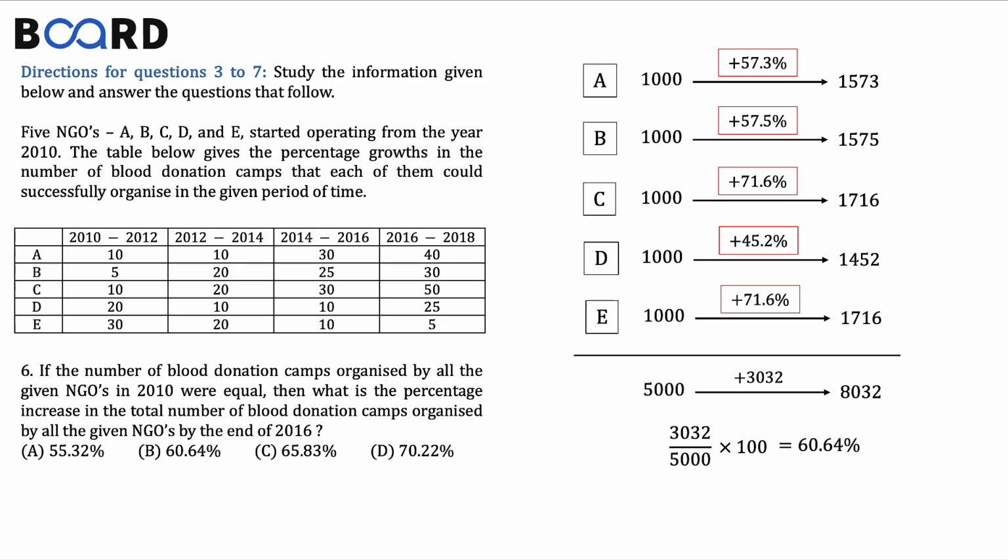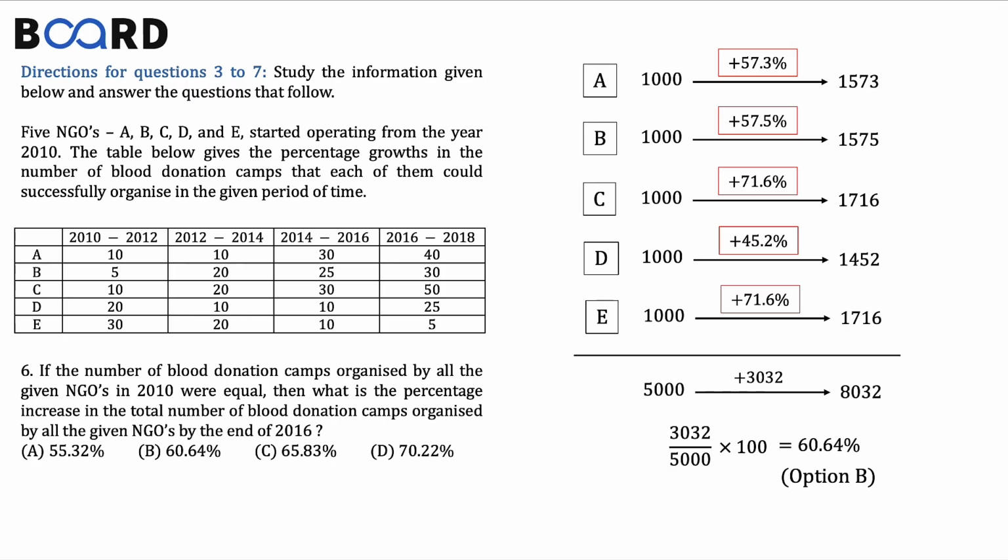So if we do that, we get 60.64%, or you can simply say 5000 is the base value. The increase is more than 3000. So definitely the increase has to be more than 60%. How much more? It's very small, because it's only 32 more in comparison to 5000. That's why it's slightly higher than 60, and it cannot be more than 65. That's why it cannot be option C. It has to be option B. So option B is the answer here, right?